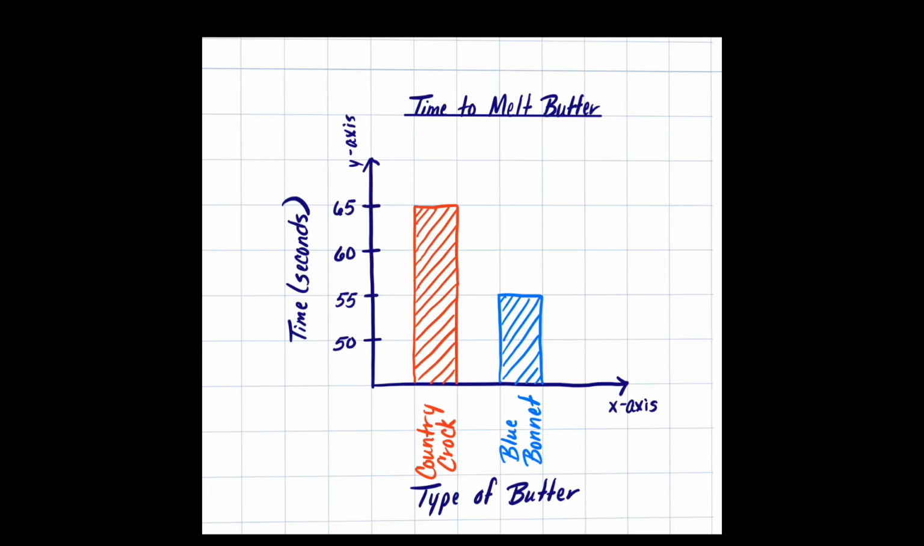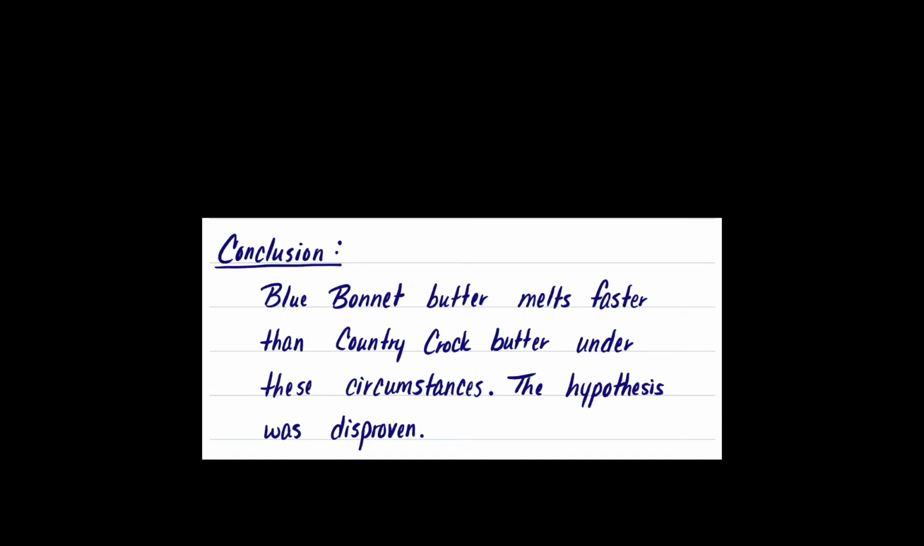When we analyze our data on a graph, we can clearly see that the Blue Bonnet butter melted quicker than the Country Crock. Once you have come to a clear conclusion, it's important to write it down. So, our conclusion would be that Blue Bonnet butter melts faster than Country Crock butter under these circumstances. The hypothesis that we had was disproven.